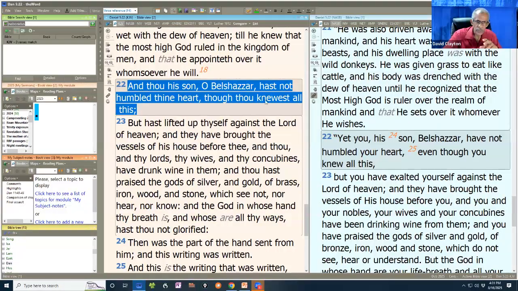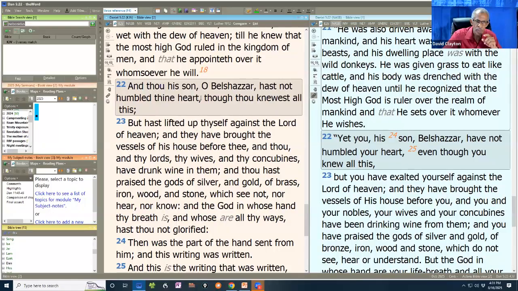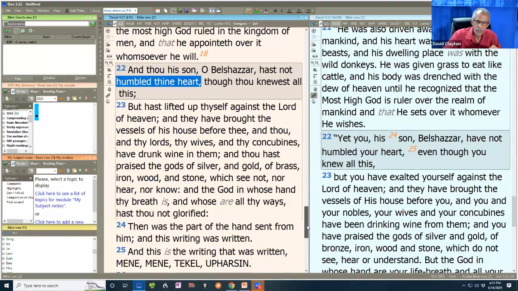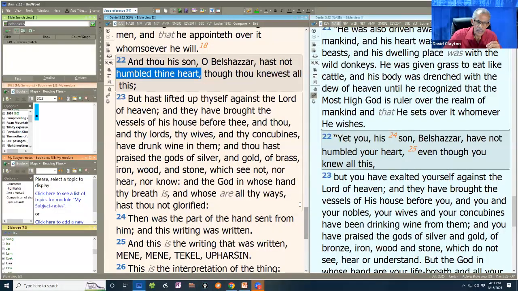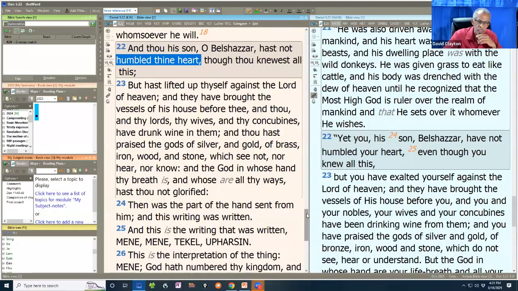And he says, even though you know this, you have not humbled your heart. In other words, you are defying the Most High God. Based on what happened to your grandfather, you knew that he's the Most High, but you have no respect for him. So you bet Belshazzar has an idea of what is going on with where that hand came from.